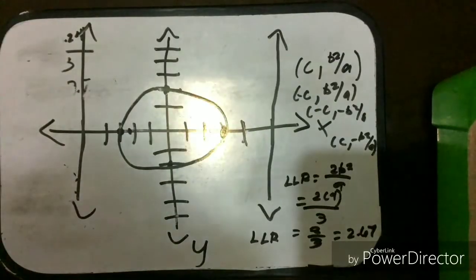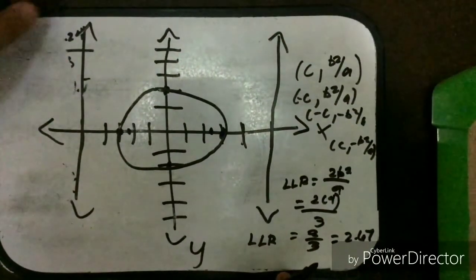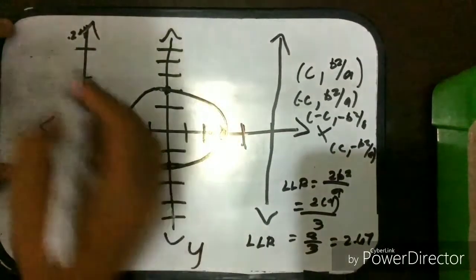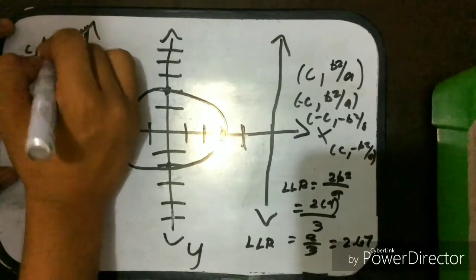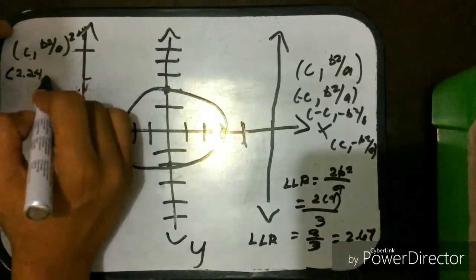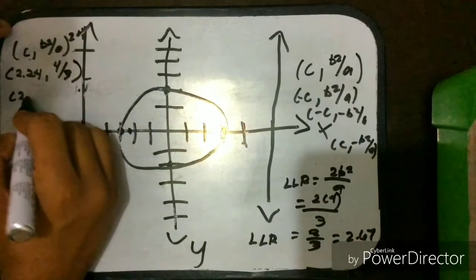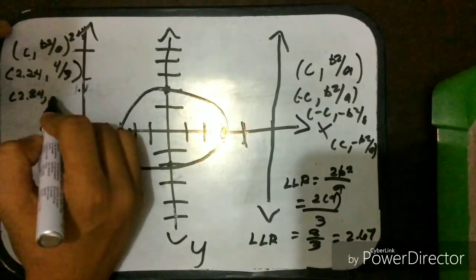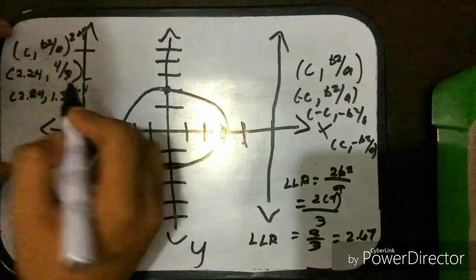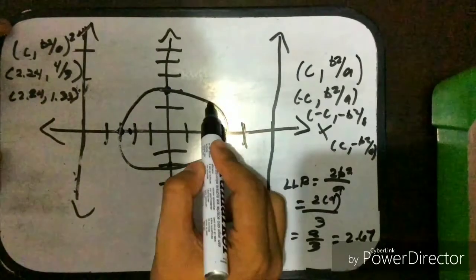So, to find the coordinates of the latus rectum, you need to follow this formula. Each quadrant has its own formula. So, first, C, B squared over A. Your C is the foci, 2.24, and B squared over A is 4 divided by 3. So, 2.24 and 4 divided by 3 is 1.33. So, 2.24, 1.33. You need to plot this.